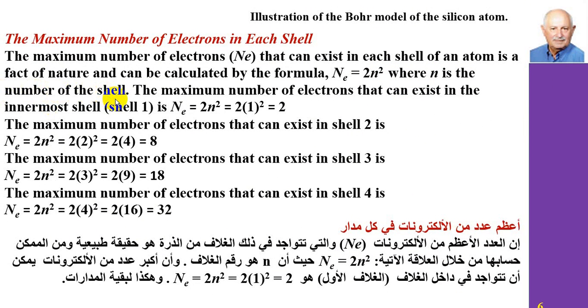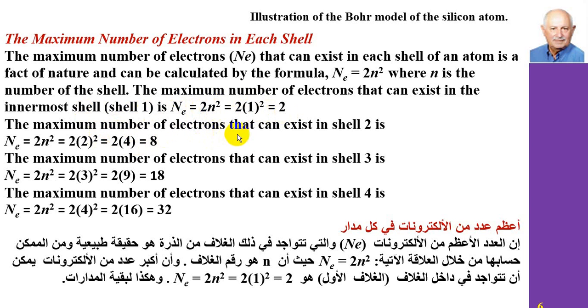We have shell 1, shell 2, shell 3, and so on. The maximum number of electrons that can exist in the innermost shell, shell 1, is N sub E equals 2 times N squared. We have shell number 1, so we put 1 squared instead of N, and it equals 2.